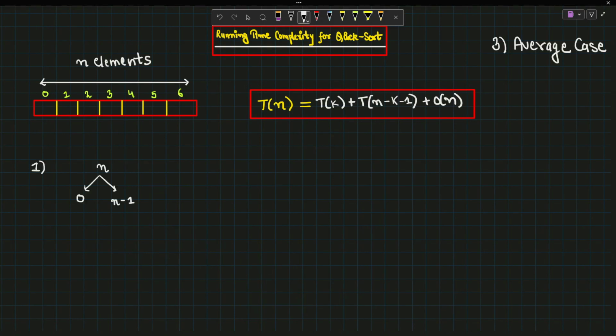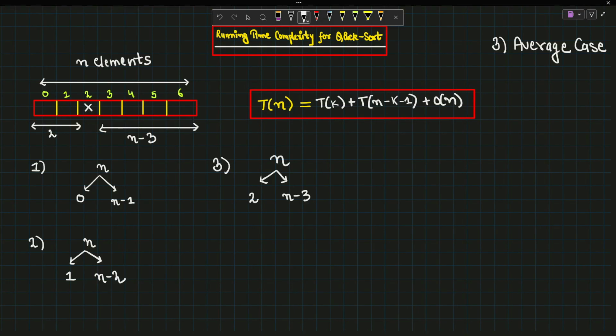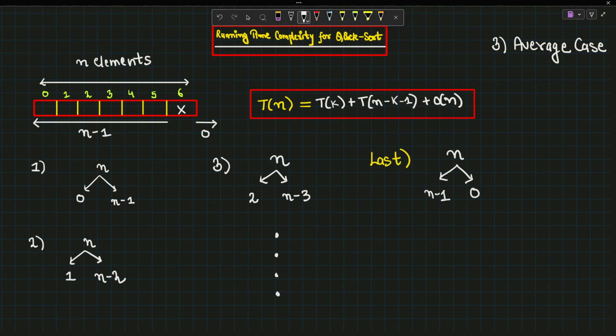At first, we will suppose that the elements are divided in such a way that on the left of the pivot element there are 0 elements, and on the right side there are n-1 elements. This is also the case we took for finding the worst case complexity. Then we can assume that there is 1 element on the left side of the pivot element and n-2 on the right side. In this manner, we can make all the possible cases. Our last case would be when there are n-1 elements on the left of the pivot element and 0 elements on the right.